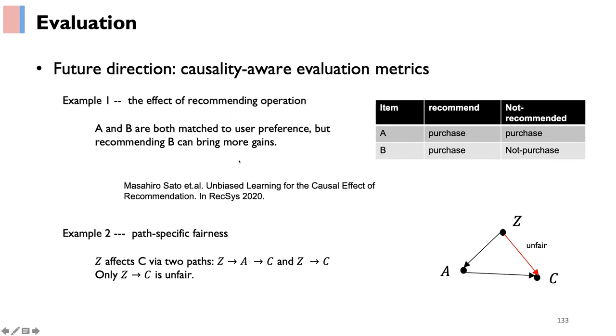For example, we can develop metrics in addition to the ones we use, for example NDCG or recall, this kind of metrics that focus on binary feedback. And beyond this kind of binary feedback, maybe we can develop metrics regarding the causal effect of recommendation, which will focus on, for example, the gains or the profit of making a recommendation.